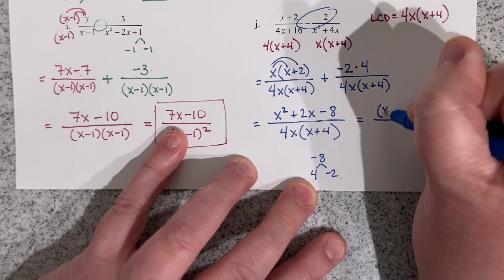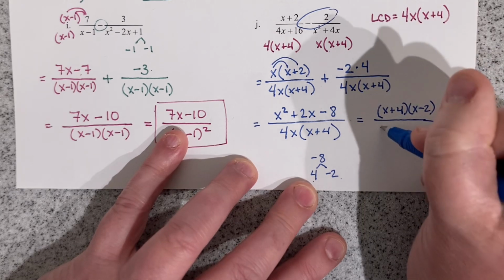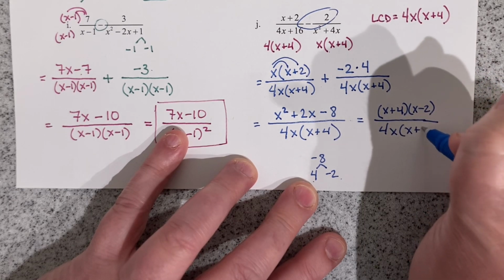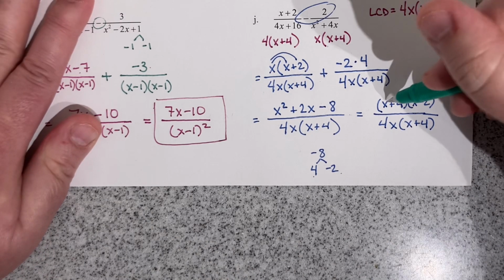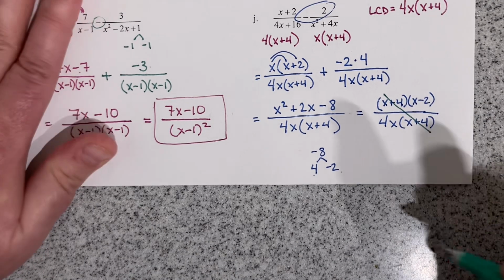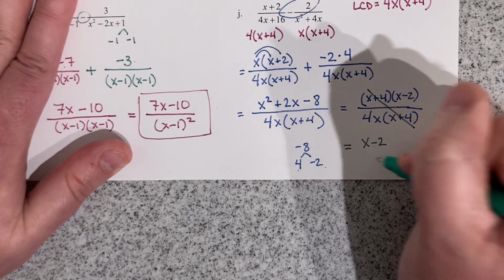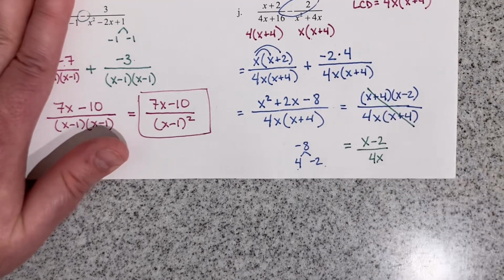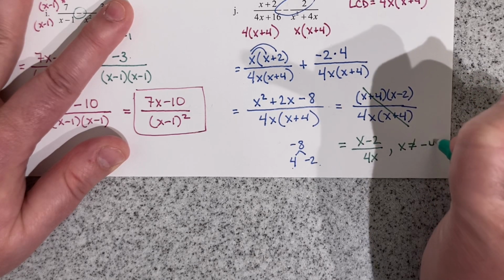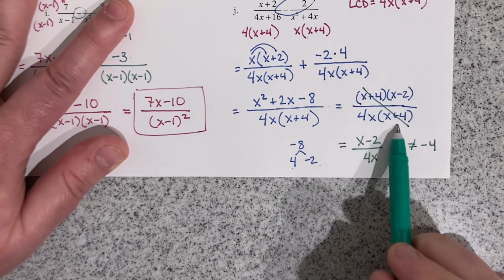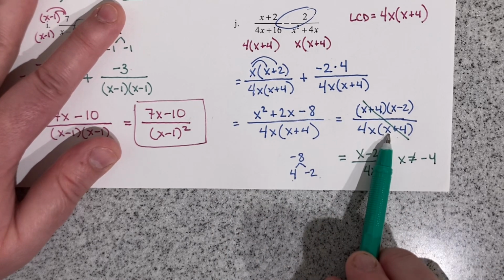So the top's going to be x plus 4 times x minus 2, and the bottom 4x times x plus 4. Oh, look, the x plus 4s go away. So the final answer is x minus 2 over 4x, with the added restriction that x cannot equal -4, because that would make the original problem have a 0 in the denominator, because that's the factor we canceled.